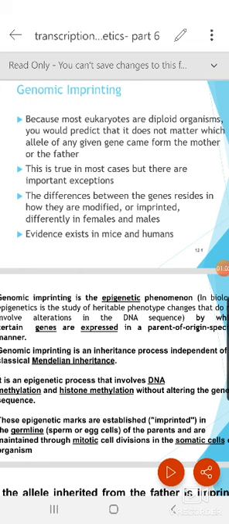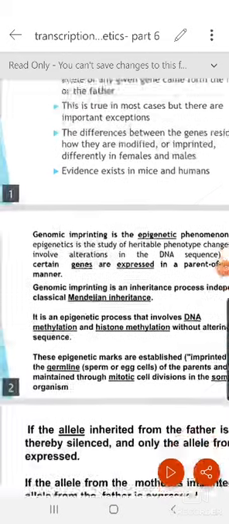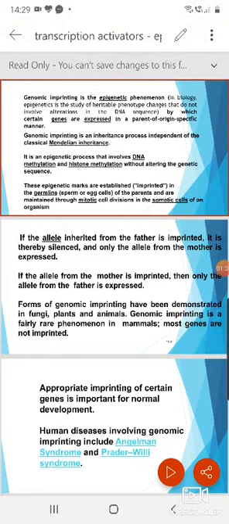Now there are examples. When we are talking about the gene, we need to think whether we are talking about the maternal copy or the paternal copy. In some cases, scientists have found that either the maternal copy is functional or the paternal copy is functional. So one of them is functional, the other one is non-functional. How is it happening? Maybe some modification takes place. Now the evidence exists in mice and humans. Let's come to the details of epigenetics.